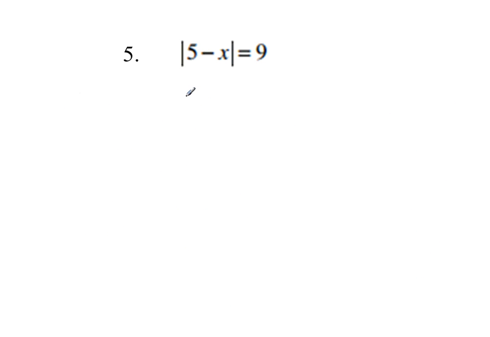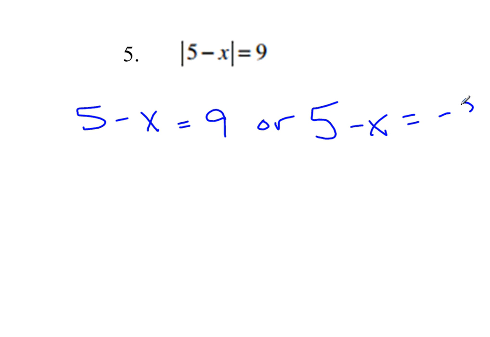And the last one, 5 minus x. Oops, move that over. 5 minus x. I'm trying to rush here because school's about to start. 5 minus x equals 9, or 5 minus x can be substituted with a negative 9. If I put a negative 9 in here, the absolute value of that works. Or if I put a positive 9, the absolute value of that works. So solve the two problems for x. Keep the negative on the x, or the minus.